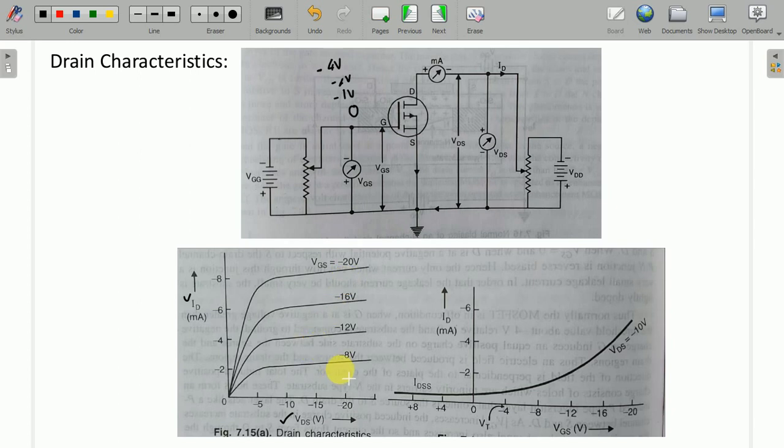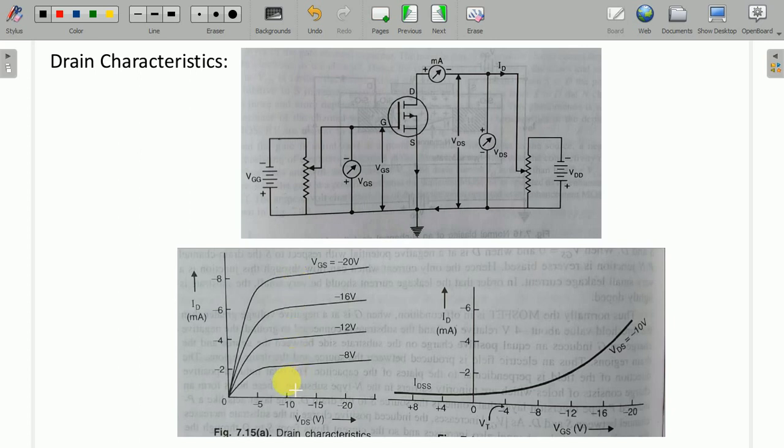So you can see, as we are going on increasing the value of VGS, we are getting higher values of ID. Our ID keeps increasing. So we get this curve. This is nothing but the drain characteristic curve.